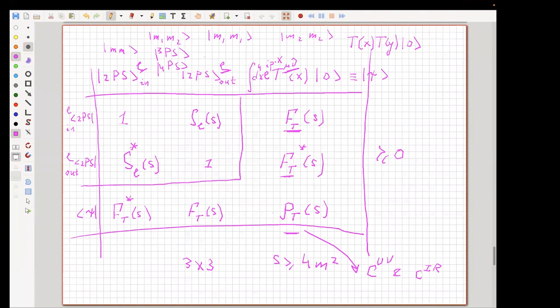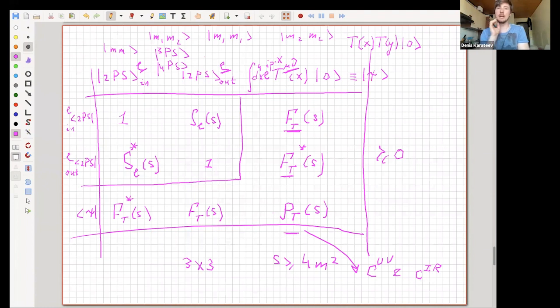This semi-positive definiteness, it's there only for S greater than or equal to 4m squared, right? For this matrix, exactly. Because my states are defined in the Hilbert space, and this Hilbert space describes my physical quantum field theory. All these states are given for real and physical values of the particles momenta. So for those real and physical values, S is always greater than 4m squared.